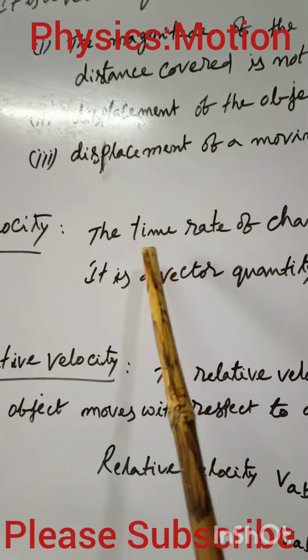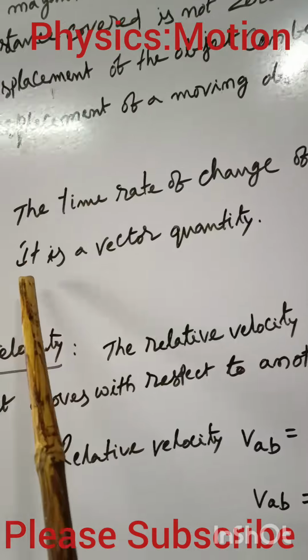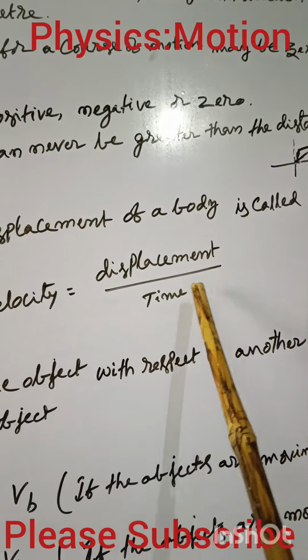Okay. Then velocity. The time rate of change of displacement of a body is called velocity, and it is a vector quantity. Velocity is displacement by time.